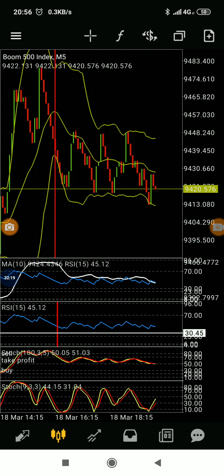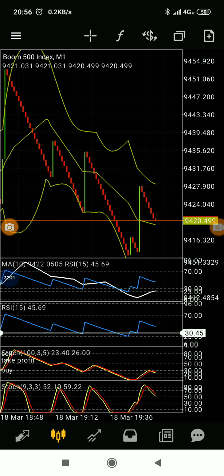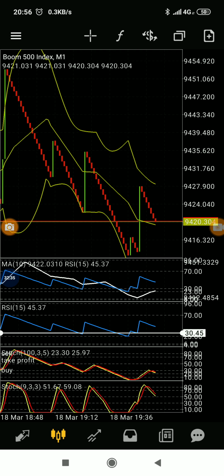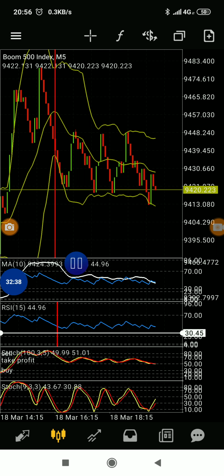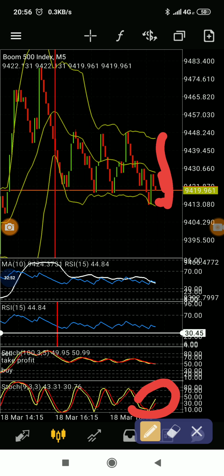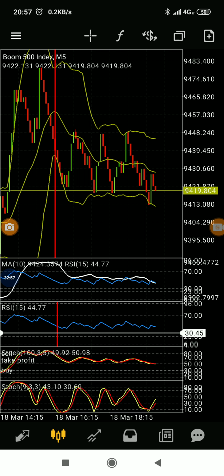Okay, let me explain again. In 1 minute, look at the price. The price is coming from the upper Bollinger Band, almost at the middle Bollinger Band. Some traders will believe that it is still going down to touch the lower Bollinger Band. But in 5 minutes it is telling you a different thing entirely, that it is coming from the middle Bollinger Band to the lower Bollinger Band, and the next is a spike because of this stochastic facing up. That is it. Because of the stochastic facing up.